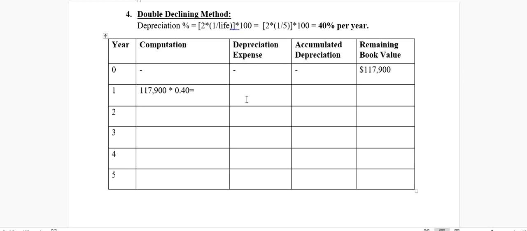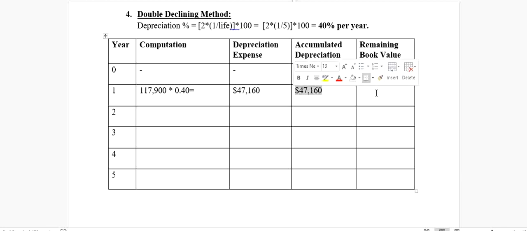If we multiply this, we get a value of $47,160, which means that the depreciation for the current year, which is the end of the first year, is $47,160, and that makes sense because it is 40% of that. $47,160 will also be our accumulated depreciation, because accumulated depreciation represents the total amount of depreciation that has occurred till today. Today is the first year, and whatever the current year depreciation is, the same would be our accumulated depreciation as well.